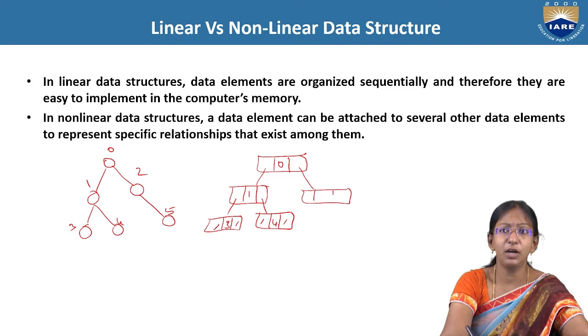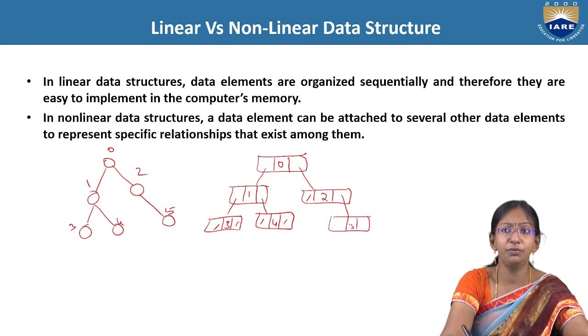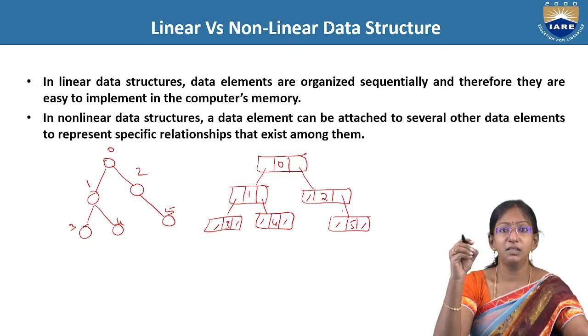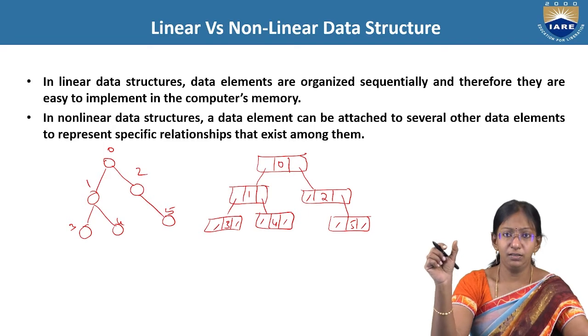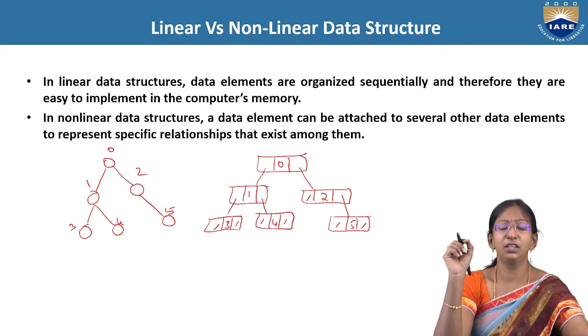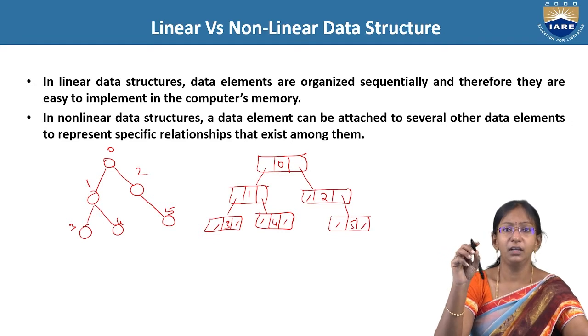Coming to the right child of 0, it is 2, which does not have any left child, but it has a right child which is 5. Even 5 does not have any left and right children because it is a leaf node. This is how, using a double linked list, we can store the content of any tree, right?